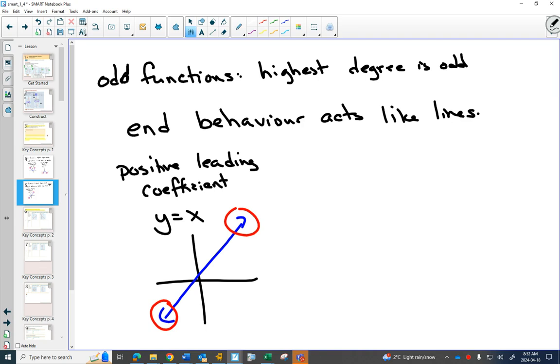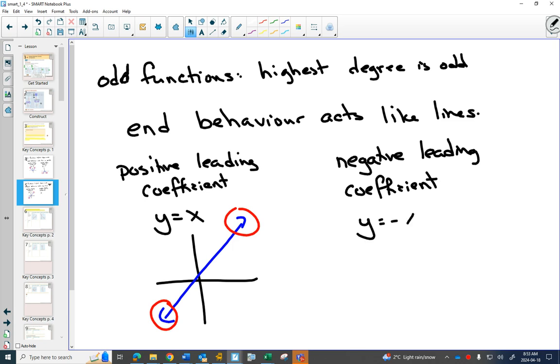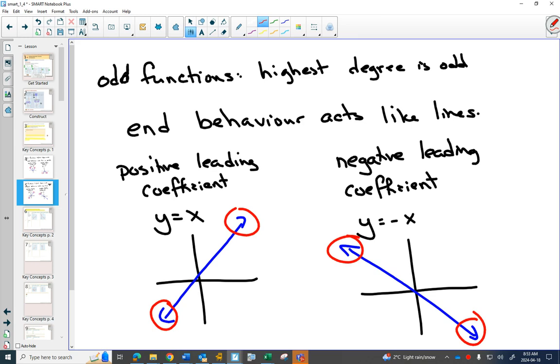And if we have a negative leading coefficient, like y equals a negative x, the negative slope goes down from left to right, and the end behavior looks like that.